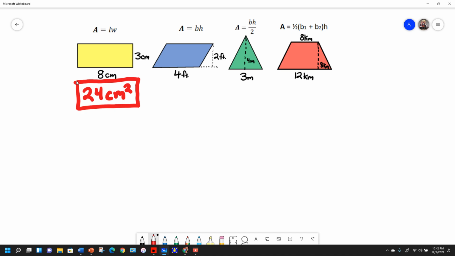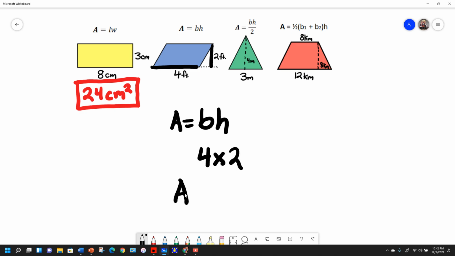Okay, so now the next one, we're finding the area of a parallelogram. For a parallelogram, to find the area, we simply do base times height. This is the base, and the distance between the top and the bottom, from here to here, is the height. You could even say the distance between the bases is the height. So we're going to plug in the base of 4, and simply multiply it by a height of 2. So the area of that shape is 8 feet squared.